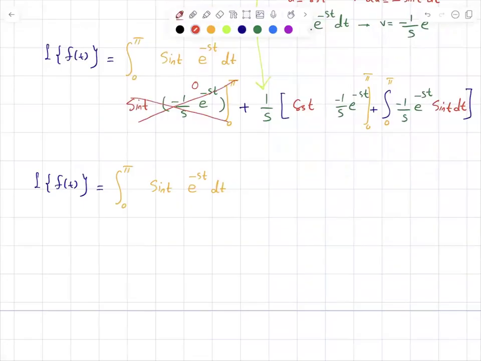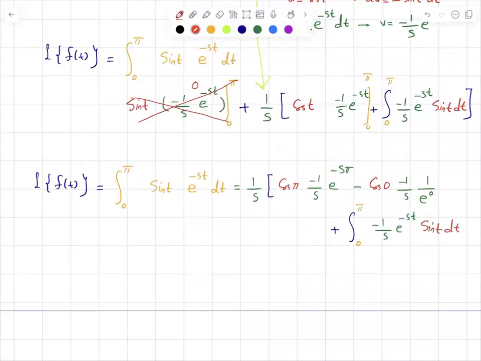Now here, if you plug in pi, you're going to copy down 1 over s and close up the bracket. Cosine of pi times negative 1 over s e to the power negative s times pi, and then we plug in 0, minus cosine of 0 times negative 1 over s, and then here you have 1 divided by e to the power 0, plus the rest of this, which is the integral from 0 to pi, and here you have negative 1 over s e to the power negative st sine t dt. Let's close up the bracket here.